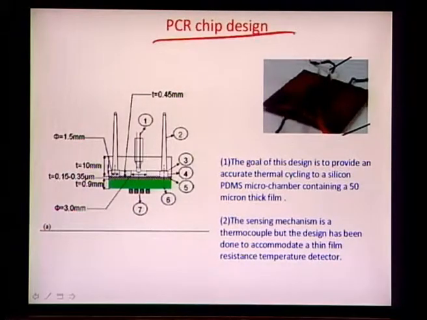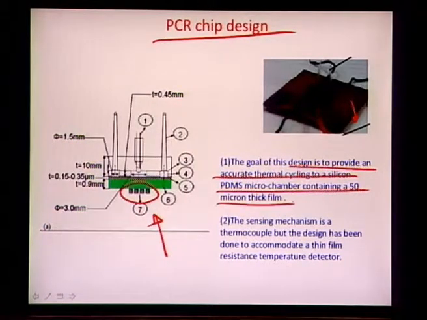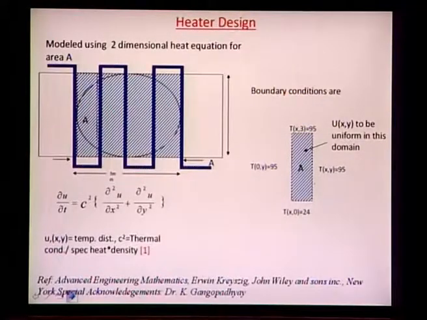This is the PCR chip design which we made using this heater set, and essentially a thermocouple built on the top of this, and the whole PCR chip was put on a breadboard or on a PCB board where we could easily connect it through wire bonding, so that the small heaters could be supplied with the voltage. The goal of this design was to provide accurate thermal cycling to a silicon PDMS microchamber containing a 50 micron thick film of SOG, and the sensing mechanism was a thermocouple, but the design was primarily done to accommodate a thin film resistance temperature detector.